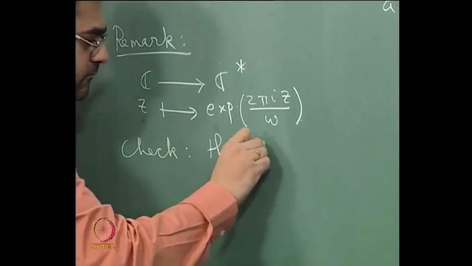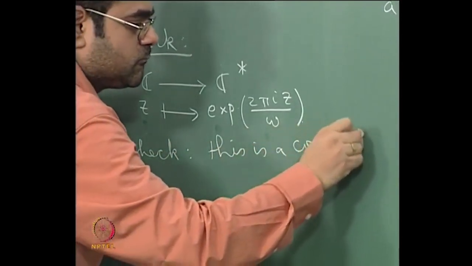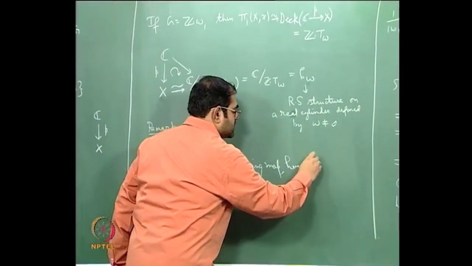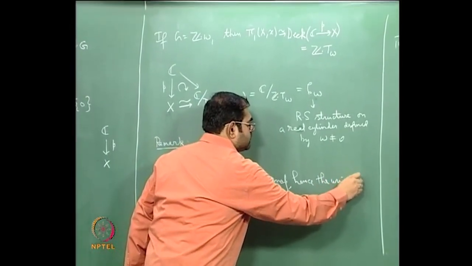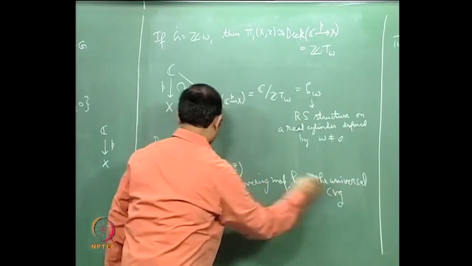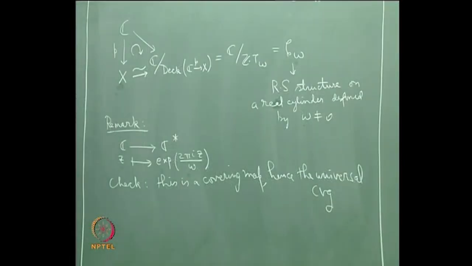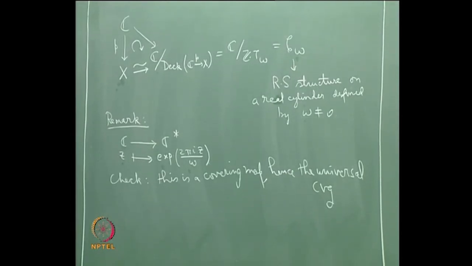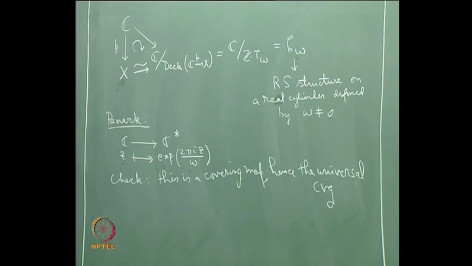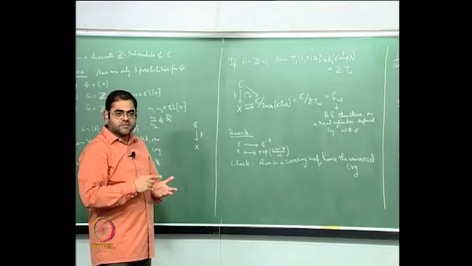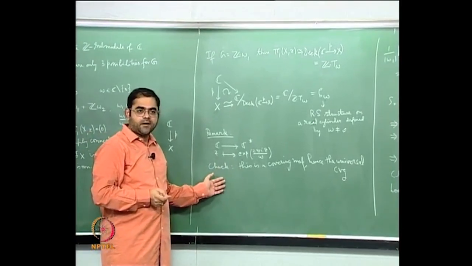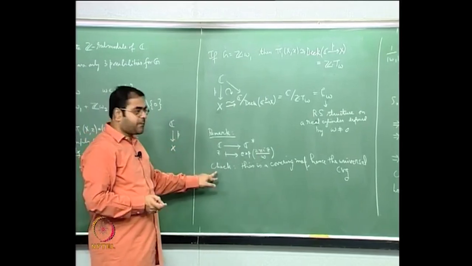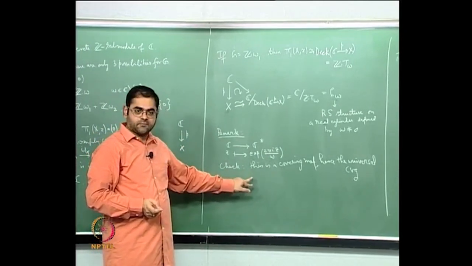Check this is a covering map, hence the universal covering, because the space above, C, is simply connected. For this you just have to study the properties of the exponential function, f of z equal to e power z. Mind you, omega is a constant, to be treated as a constant, and z is a variable. So properties of the exponential map will tell you that this is a universal covering.